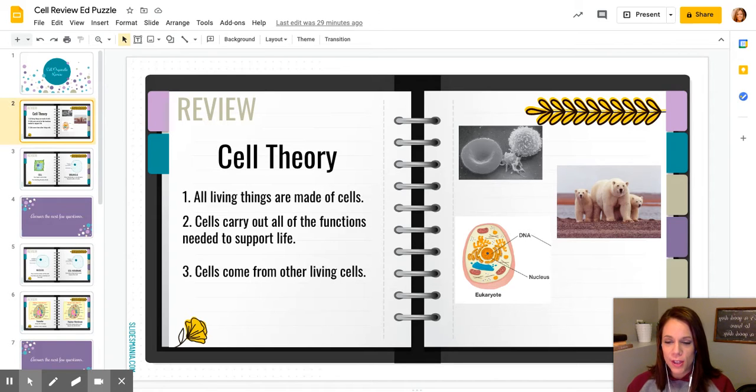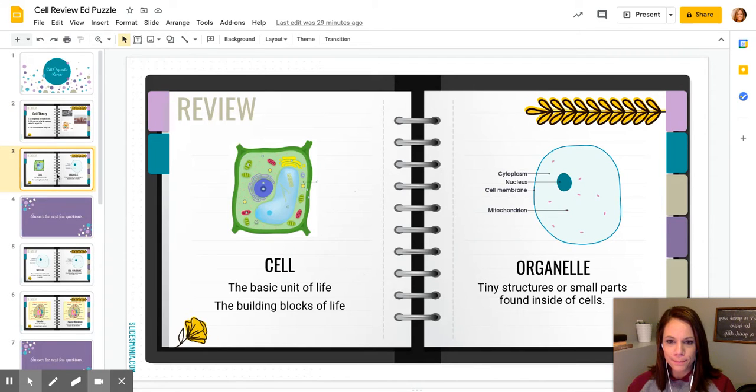So that is the third part of the cell theory. Again, cells are the basic unit of life. They are the building blocks of life. This picture is of a plant cell, and that's one of the things you need to know the differences of: between a plant cell and an animal cell. So yeah, this is very much a plant cell.